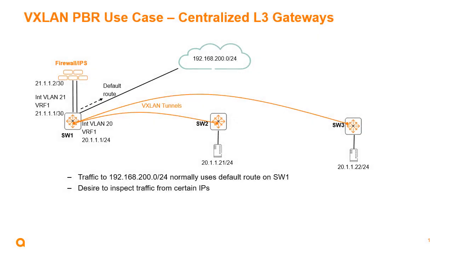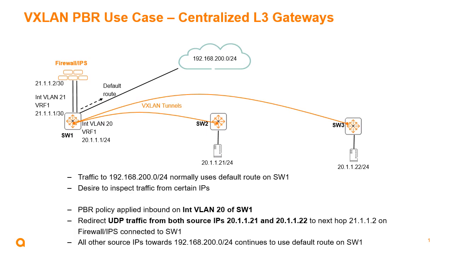You could also use VXLAN PBR for centralized layer 3 gateways. In this example, I have switch 1, where VTEP 1 is a centralized layer 3 gateway. It has the default gateway IP of 1.1. I have switch 2 and switch 3, which are just pure L2 VTEPs.